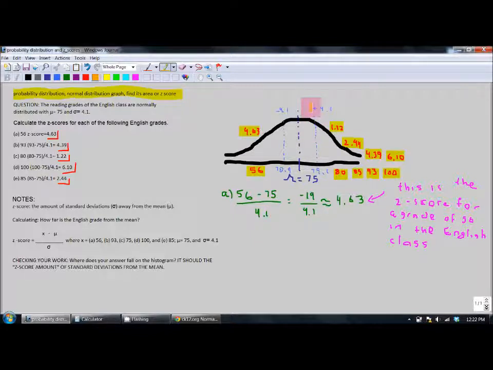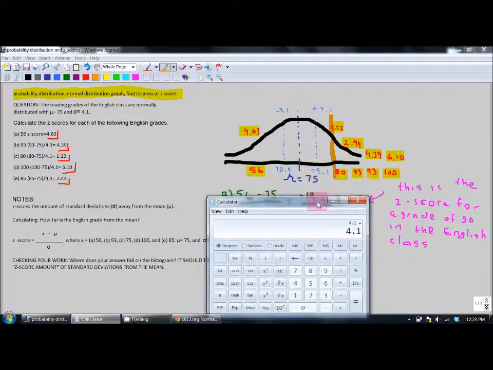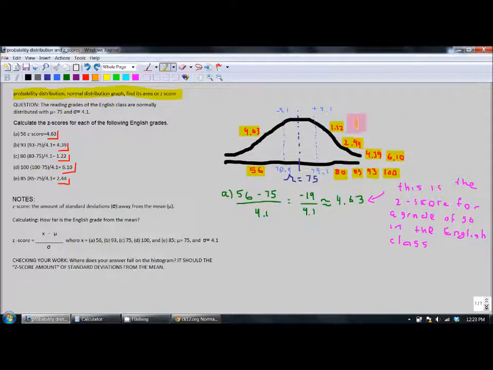It's saying that one standard deviation above the mean is 4.1, right? So another standard deviation above the mean would be adding another 4.1 to your, so you have 4.1 plus 79.1. That gives you 83.2. Actually, let me just redraw that.